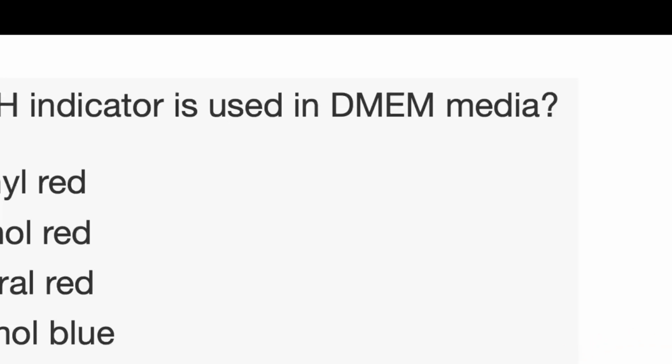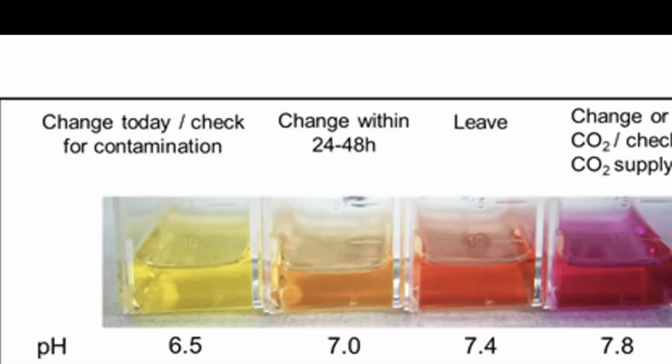Okay, let me not take much time and reveal the correct answer. You guys are both right. It's option B, phenol red. Phenol red is a pH indicator that is used in DMEM media. Now, who can tell me what is DMEM media?